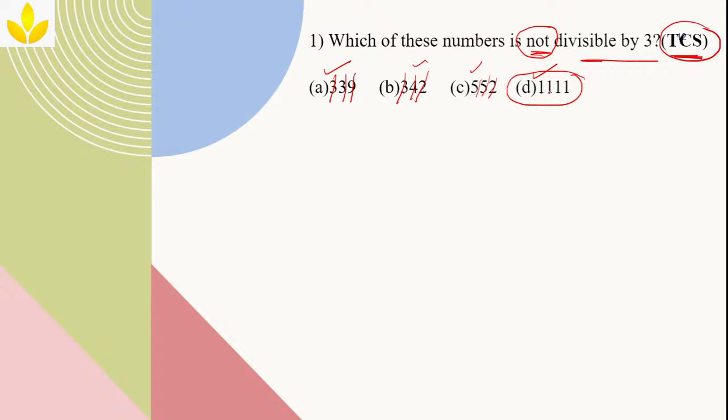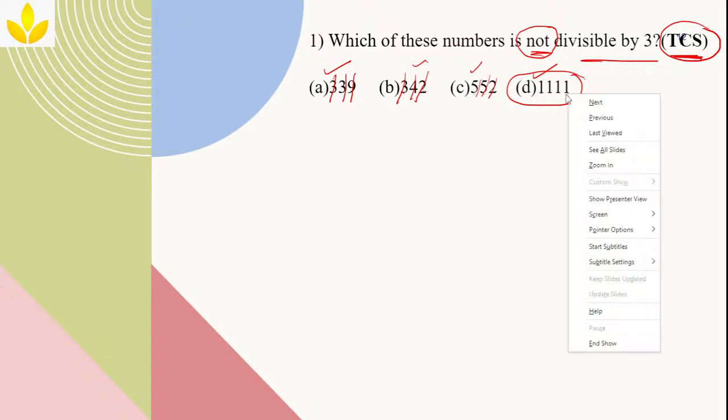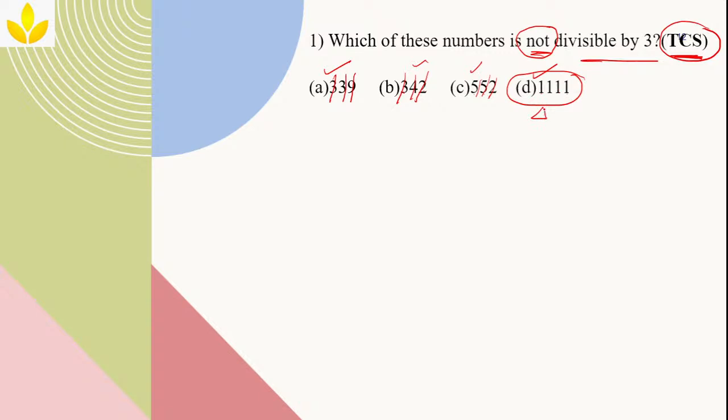If not, you can check 1 plus 1 plus 1 plus 1, 4 times. It will give you 4. And is 4 divisible by 3? No. So this is your answer. Clear guys? This is how you can check for it.